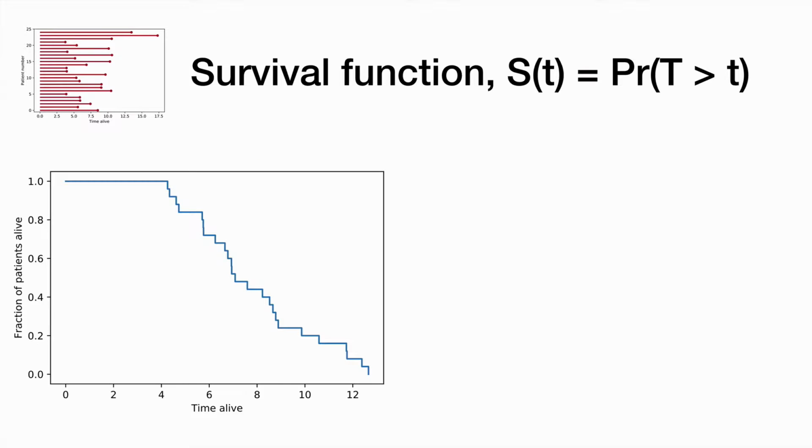A very efficient way to study such things is using a survival function, often abbreviated S of t, and that's the probability of staying alive after a certain moment in time. So you can estimate, for instance, the survival rate after 8 years, and so you can tell what fraction of the patients are still alive after 8 years.